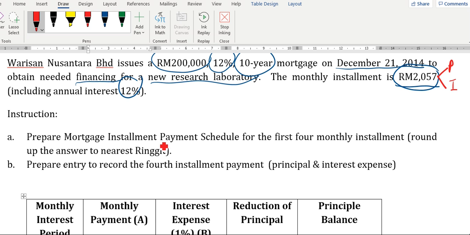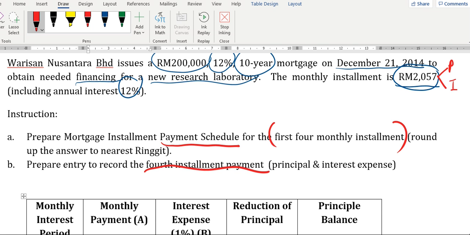The question asks you to prepare an installment payment schedule for the first 4 months. We need to round our answer to the nearest ringgit, so there won't be any sen. Then you need to prepare the journal entry to record the fourth installment, bayaran ansuran yang keempat.